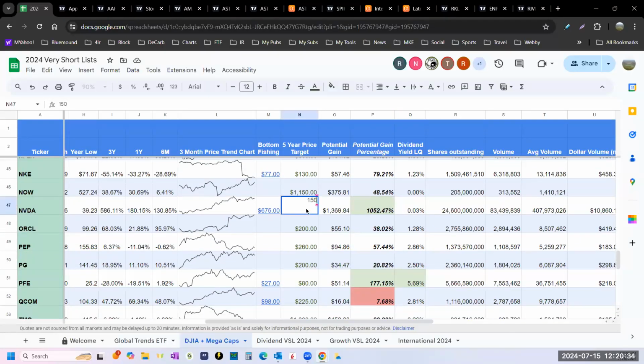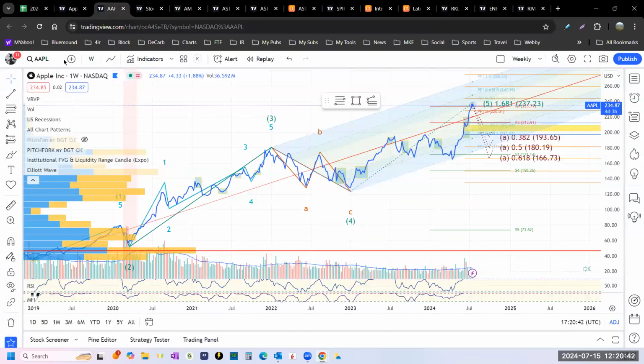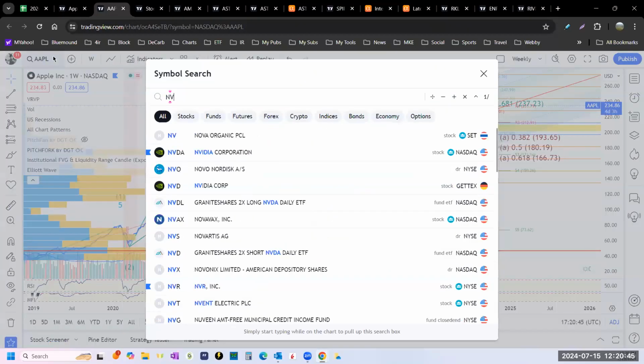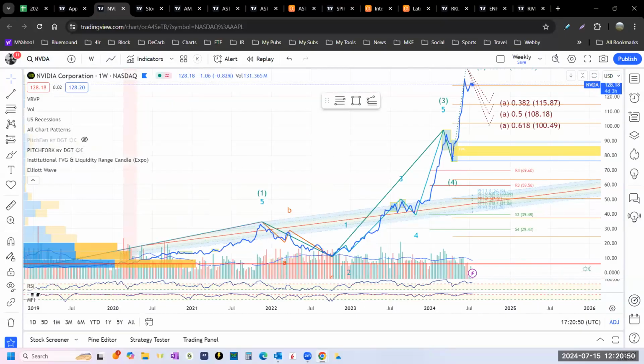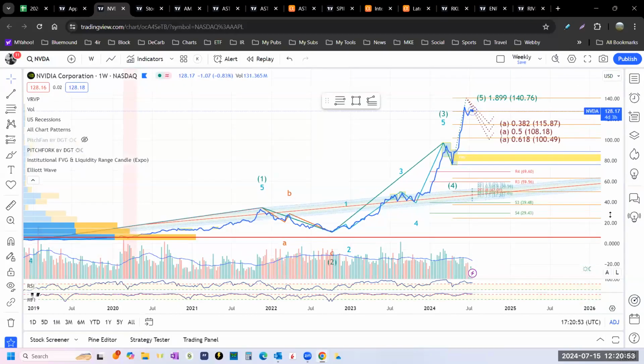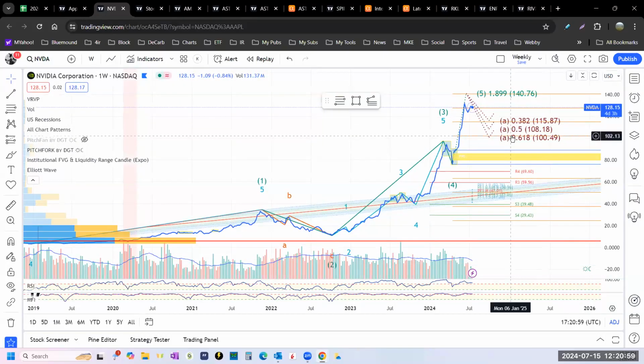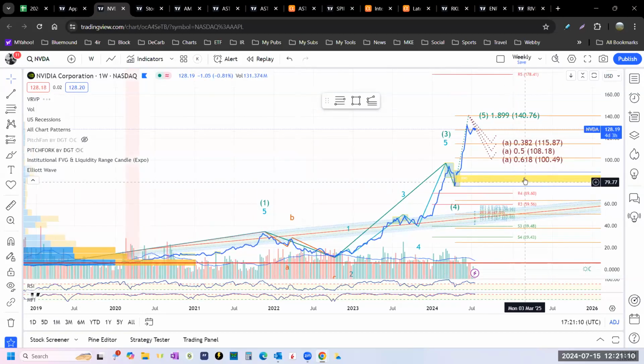You have to make a little adjustment here because of the split, right? What did Nvidia split to? Was it 10 for 1? Yeah, that looks kind of obnoxious, doesn't it? Looks obnoxious to me. Where is our bottom fishing? Well, I think that 100-ish on Nvidia probably makes a lot of sense. And can it get down in here? It actually looks like a pretty good measurement, doesn't it?